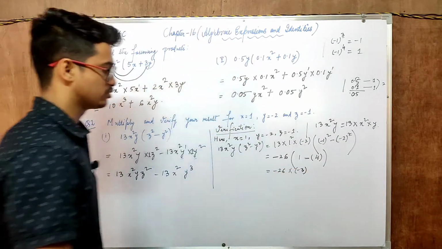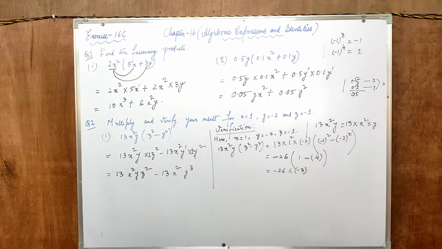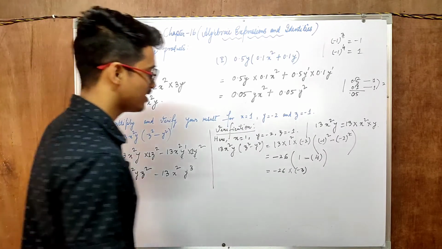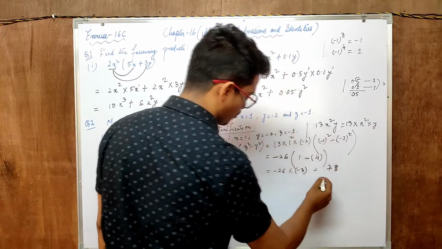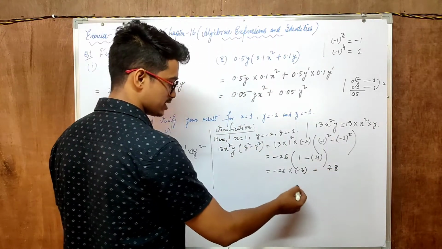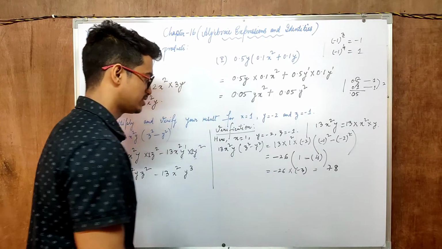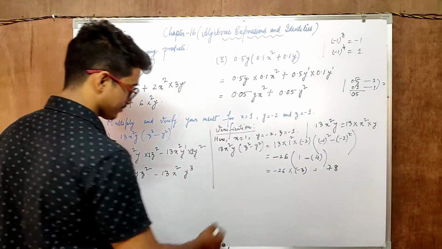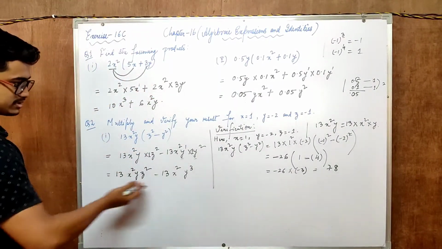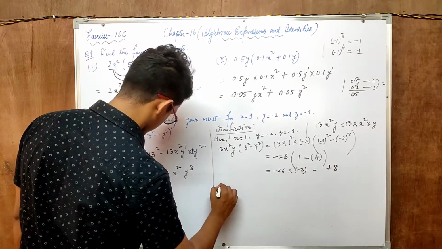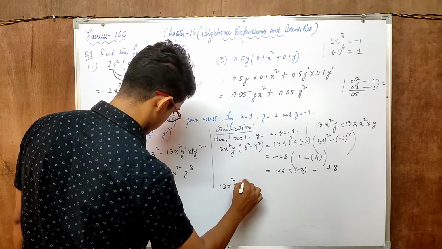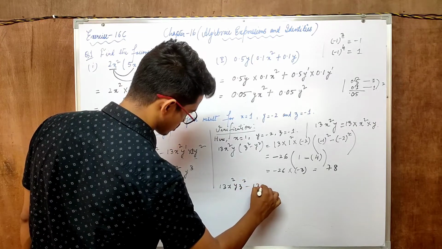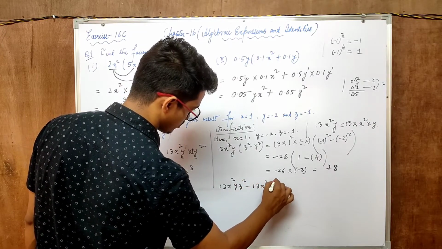And now this 2, when we multiply this 2, the answer will be what? It will become 78. Positive or negative, minus or plus, minus into minus will give us plus. That is the net result. After that, in the result form, write this one: 13x square yz square minus 13x square y cube.